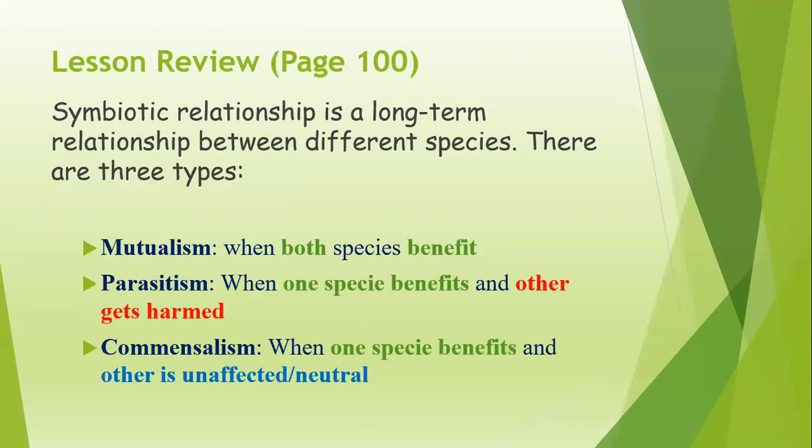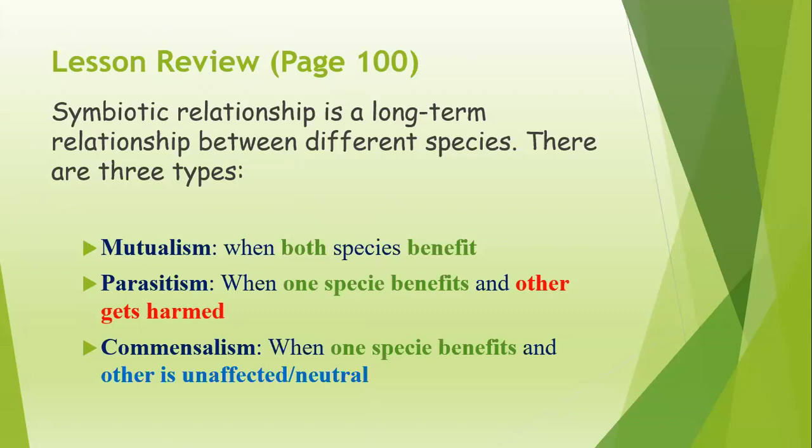Now let's review what we have done. We said that a symbiotic relationship is a long-term relationship between different species, and there are three types of this relationship. By the way, this lesson review is on page number 100. After every lesson in your textbook, you have some questions. Let's discuss those questions. The first question says that you have to summarize whatever you have done in the lesson. And this is the answer for that.